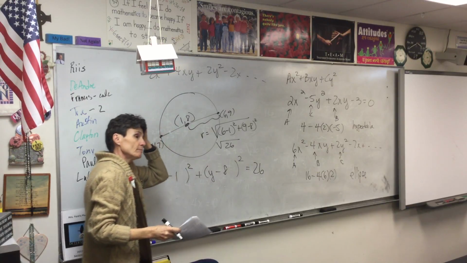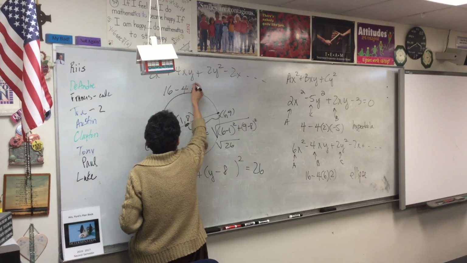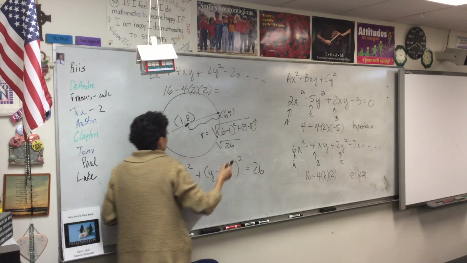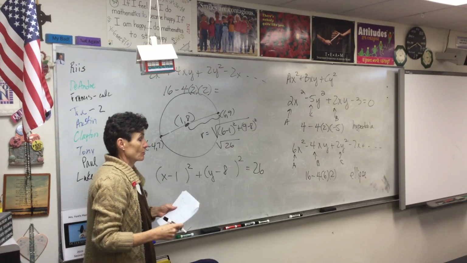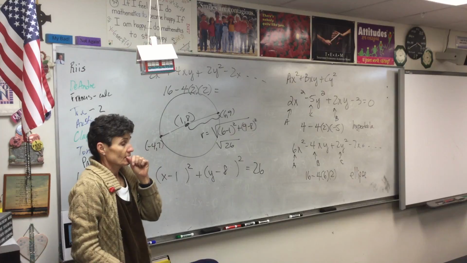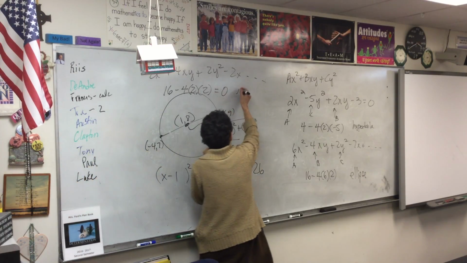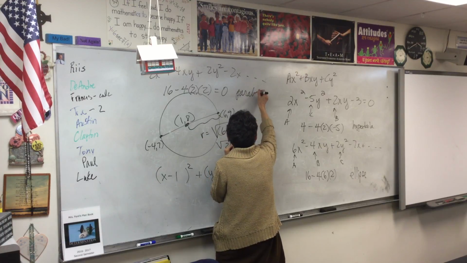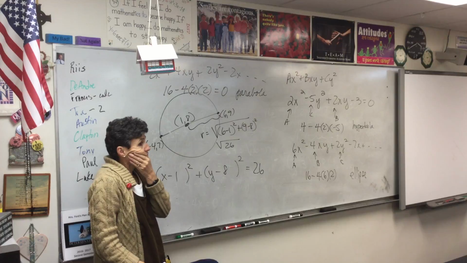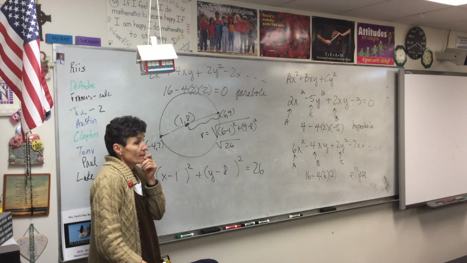Last one, number 3. B squared minus 4AC. That's a circle. That's not a circle. Circle's not part of this conversation. Parabola. It's a parabola because the discriminant is exactly 0. And when the discriminant is 0, you have a parabola.